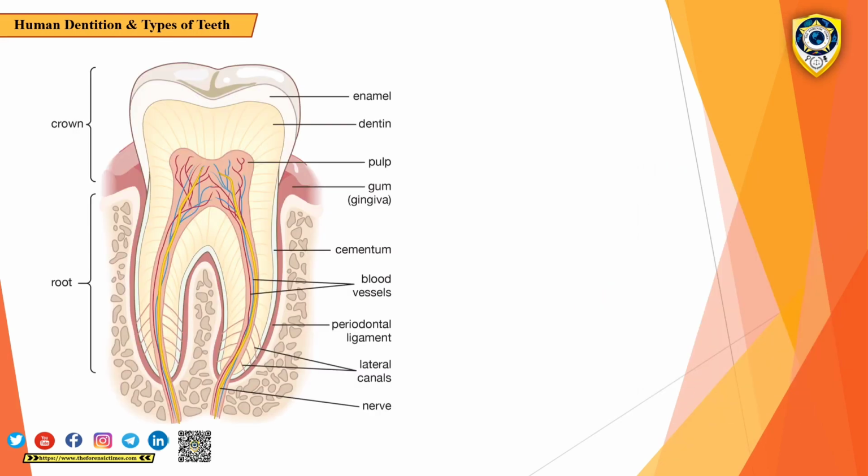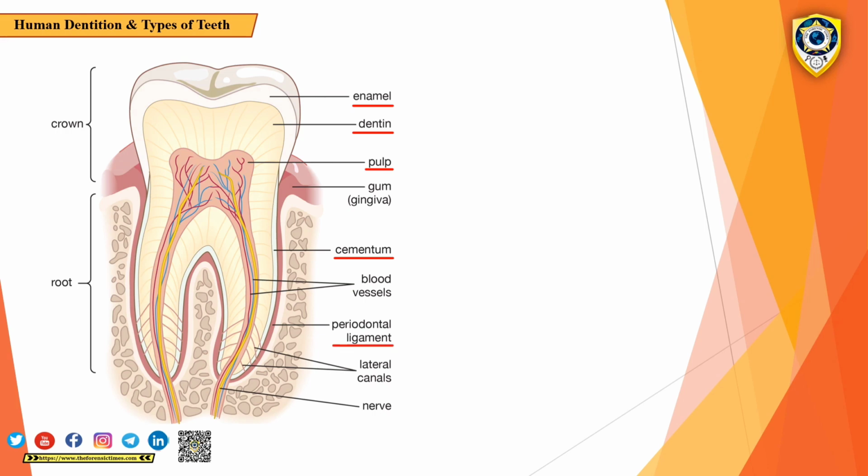So this is a diagrammatic representation showing us the anatomy of a tooth. We have the enamel, the dentine, followed by the pulp. The pulp consists of blood vessels and nerves. Now the dentine, when it enters into the root portion of the tooth, is known as the cementum. Now each tooth is embedded in the bony socket and there is a space between the tooth and the bone. And this space is known as the periodontal ligament.